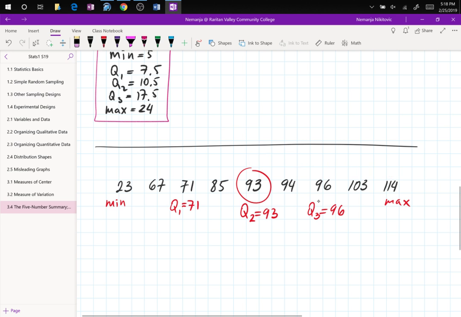So when we have an odd number of data points, it's much easier because we don't have to average the middle two. So even ones are harder than these ones, it's okay. Now, again, you provide your 5-number summary: the min was 23, Q1 was 71, Q2, which is the median, 93, Q3, 96, and the max of 114.